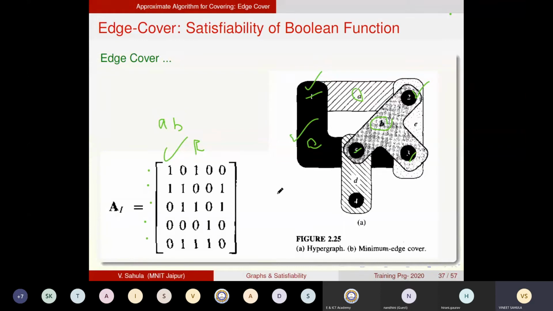So if I choose C, then 1, 5, and 3 are covered. So let us forget about them. Who is remaining? 2 and 4. For 2, I need either A or E. I choose E. For 4, I have only one option, D.